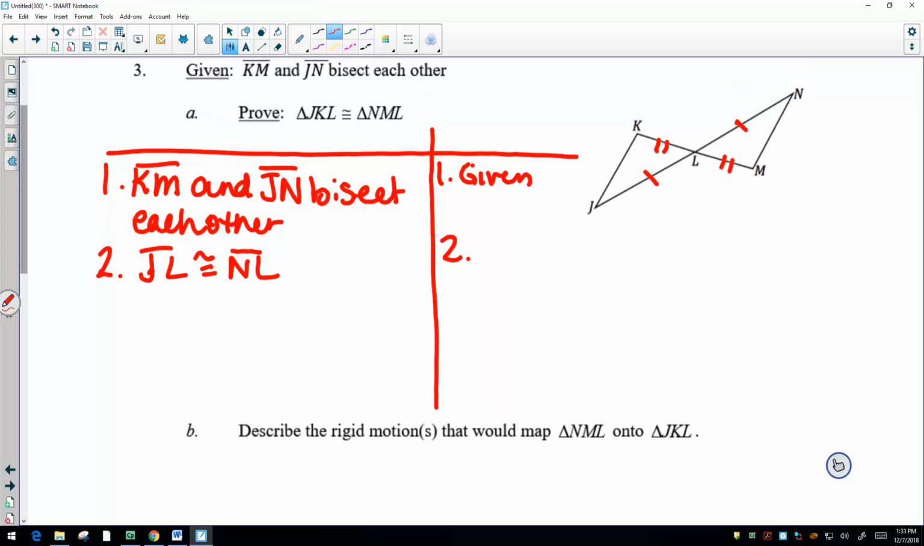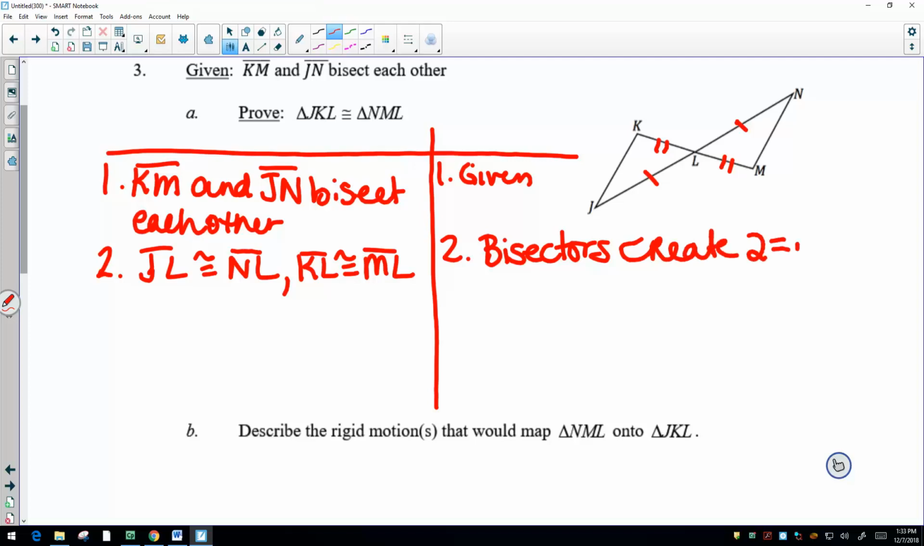Now here's the nice thing with proofs. Doing the same thing, using the same reason at the same time. So I'm just going to write this all in one step. If you didn't, no big deal. If you want to save some space, save some time, because I'm doing the same thing at the same time with the same reason, I can make it all step 2. And the reason, well, it's coming from bisect. So I can say bisectors create 2 equal parts.